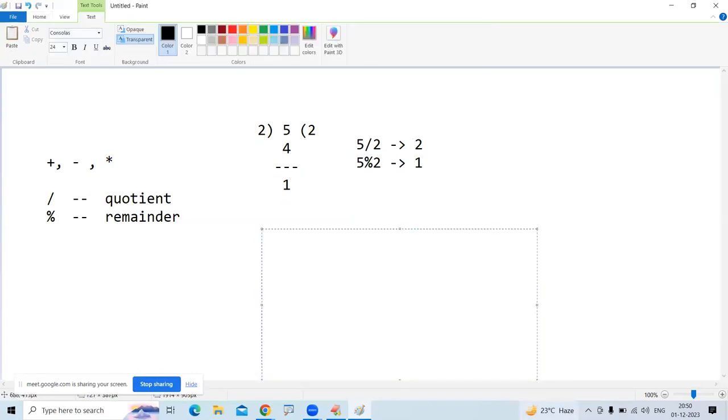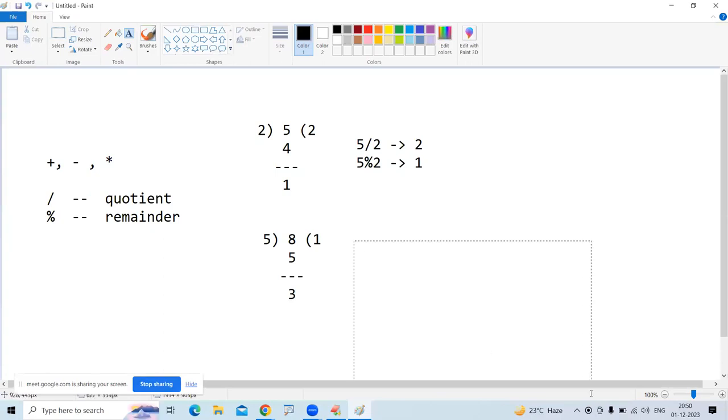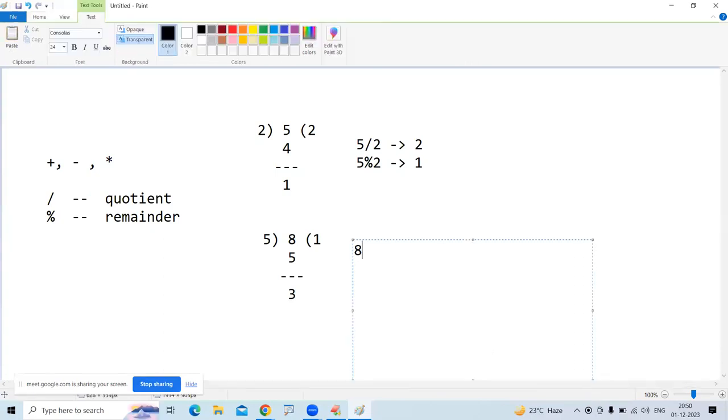So any value you can take. Suppose 3 and this is 8. How many times? 2 times 3 is 6. Both are 2 only. For example, 5 is only 1 time. 1 time 5 is 5. Remainder is 3. Here it is 8. 8 by 5 equals 1. 8 mod 5 equals 3. That is.